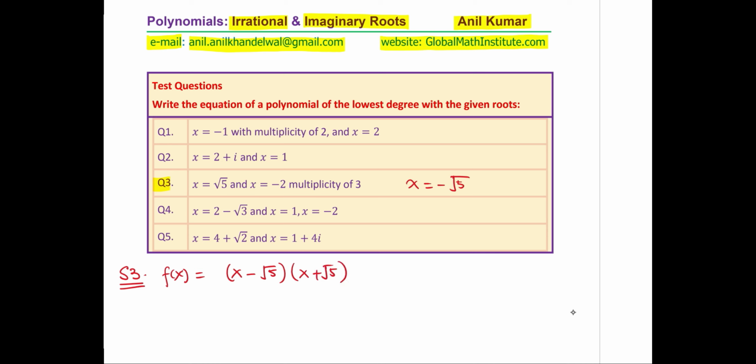And then we have 1 at minus 2 with multiplicity of 3. That means x plus 2, and multiplicity of 3 means a cube. So that is how you will answer this particular question.